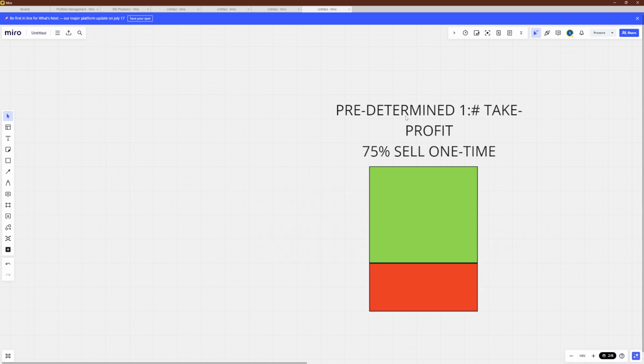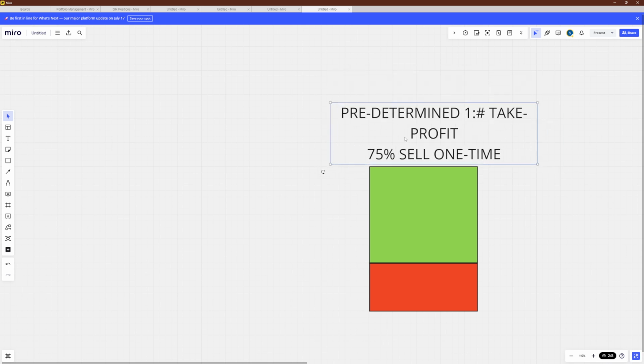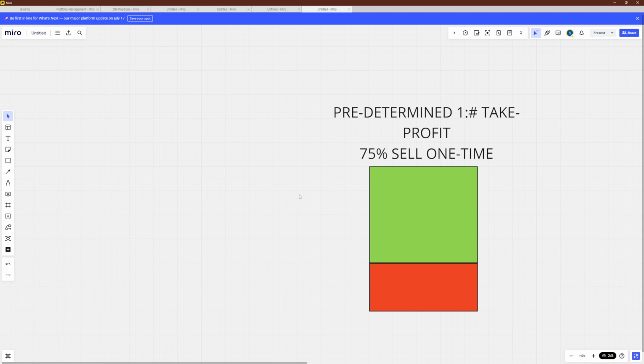So the number one strategy that I use to take profits is always going to be just a predetermined take profit level, and that's just some multiple of the risk range in most cases. As soon as that's hit, no matter what, I just lock in 75% and I move on, right? And then at that point, I've got 25% left. So what do we do with that?